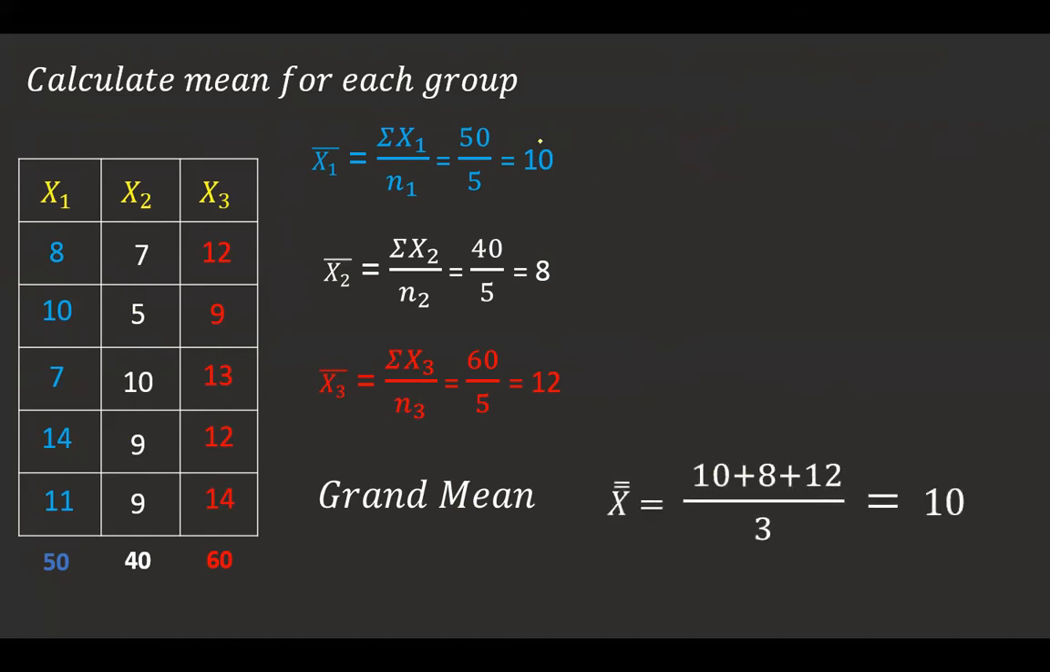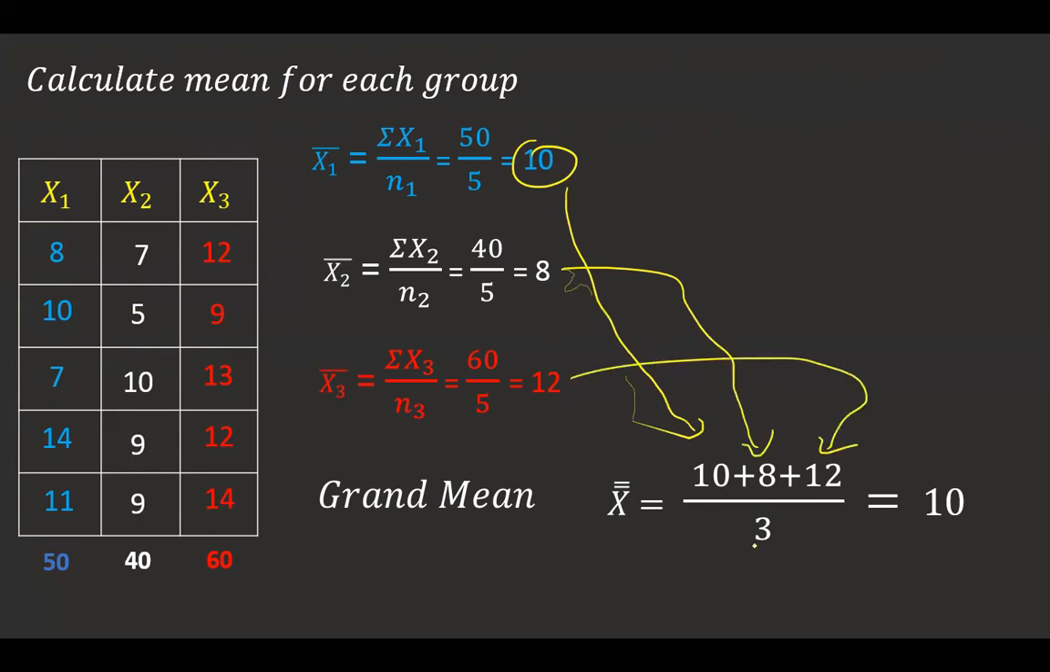So what is this? 10 is coming from here, 8 is coming from here and 12 is coming from here, divided by 3, because 3 values are there. 1, 2, 3. So I'm getting 10 as my grand mean.